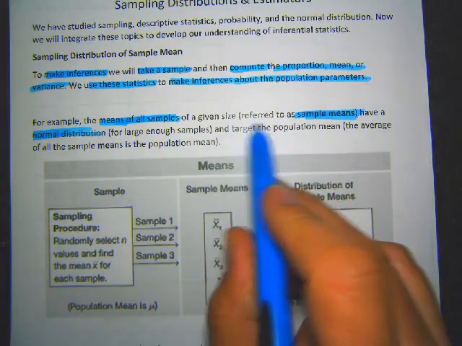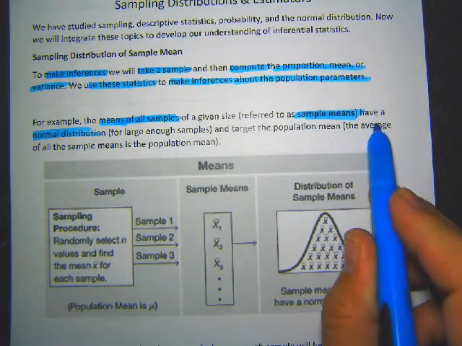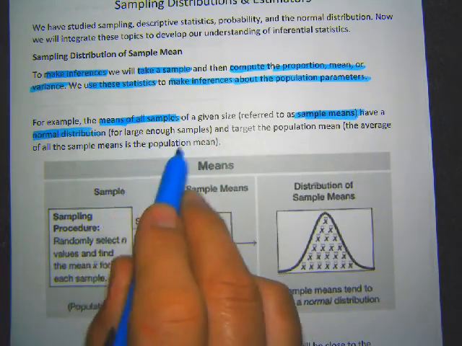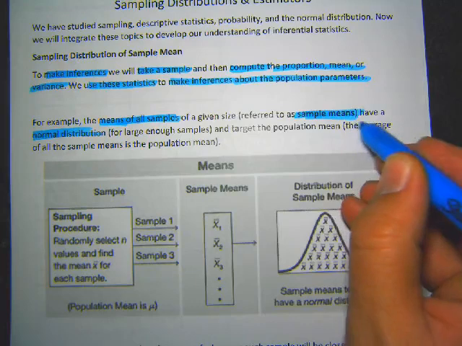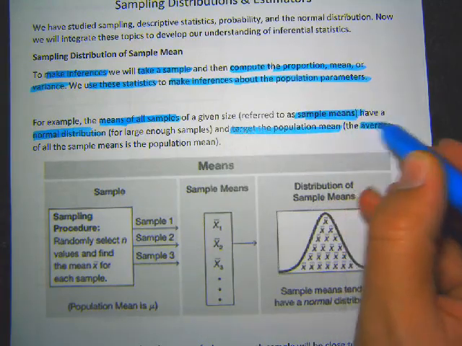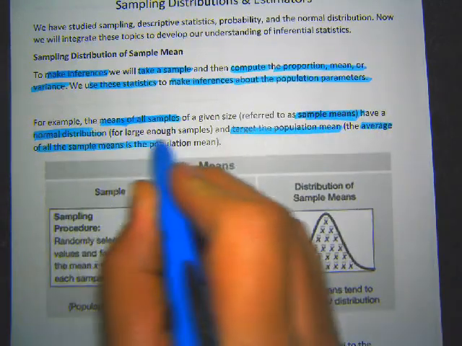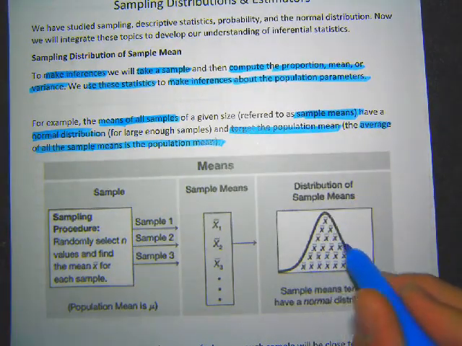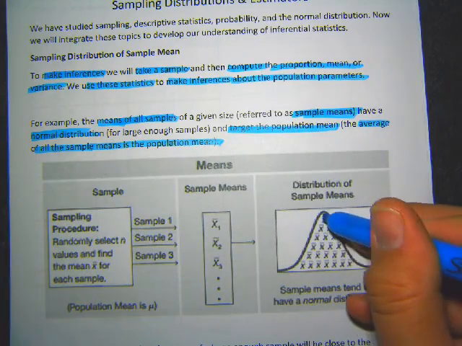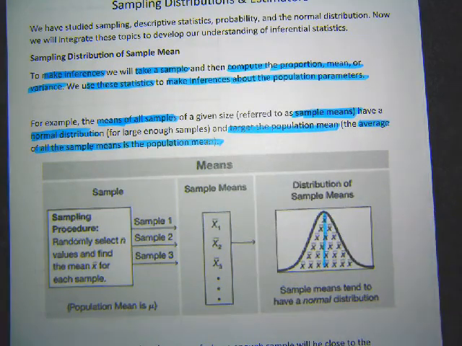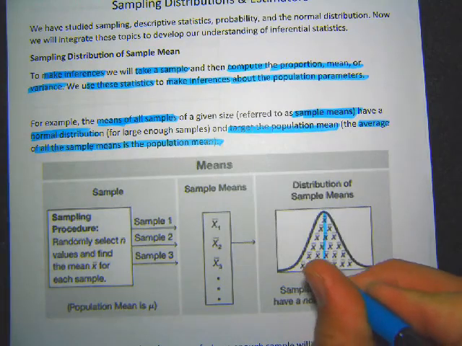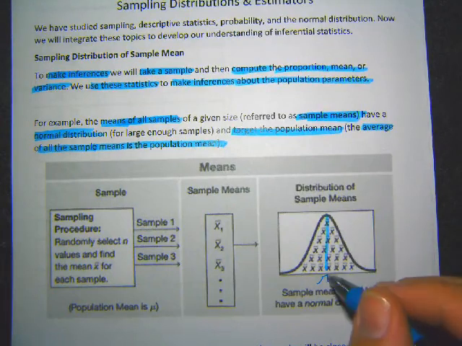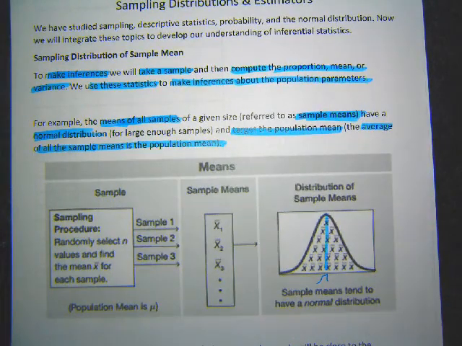What it means when they say they target the population mean is that the average of those sample means is going to be the same value as the population's average, the population's mean. If I look at my sample means, these are all the different sample means I calculate to make my distribution, the average value, the value right in the middle, is going to be the exact same value as the population mean. So the average of all these different sample means is going to be the population's average.